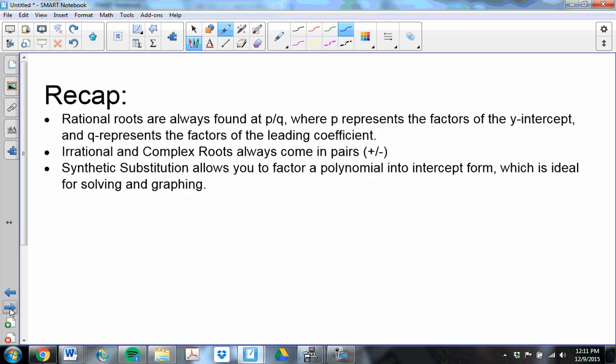So to recap, rational roots are always found at p over q, where p is the factors of the y-intercept and q is the factors of the leading coefficient. Irrational and complex roots always come in pairs, plus or minus. And synthetic substitution allows you to factor a polynomial into intercept form, which is ideal for solving and graphing.